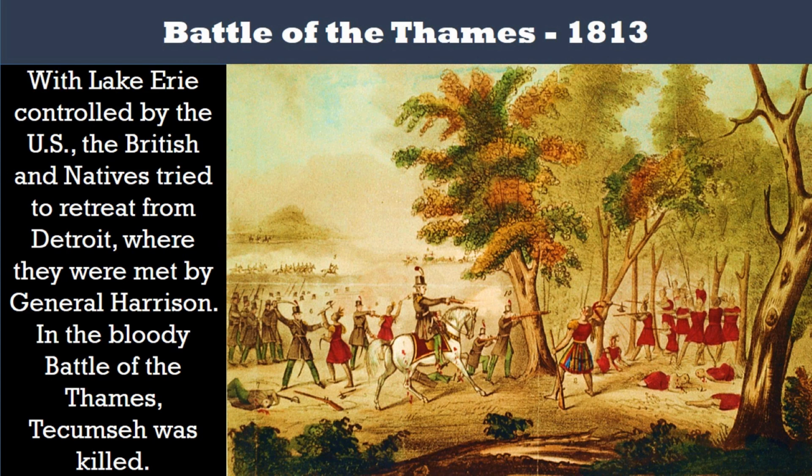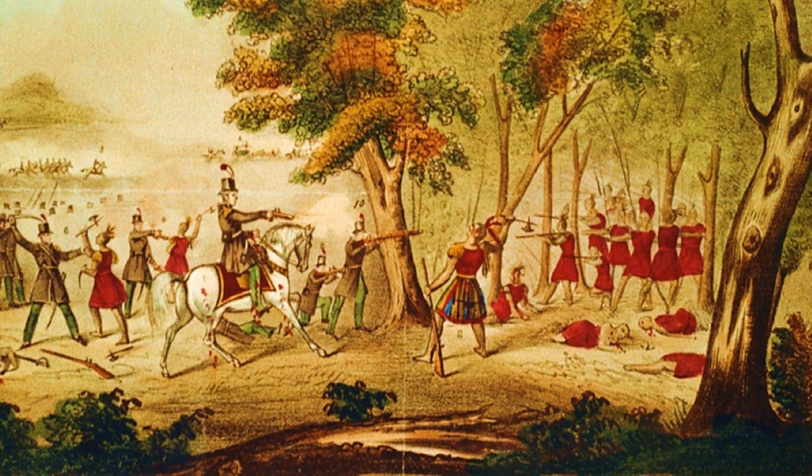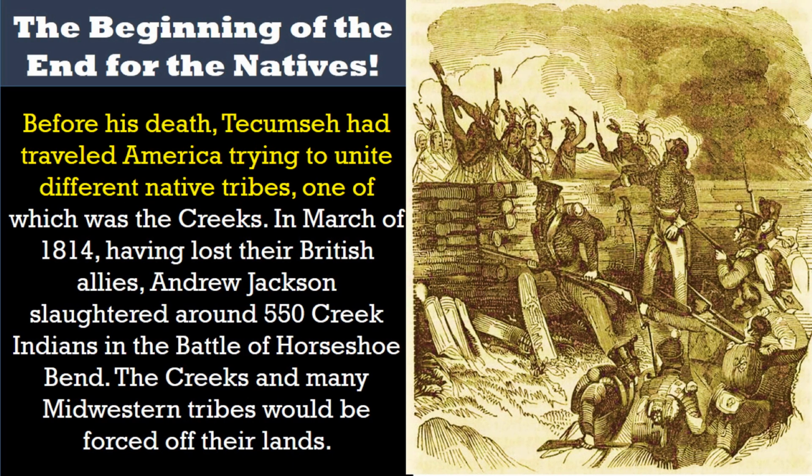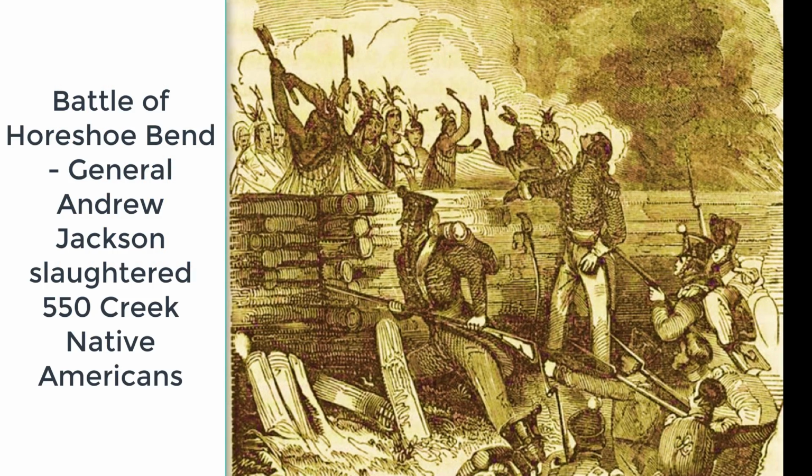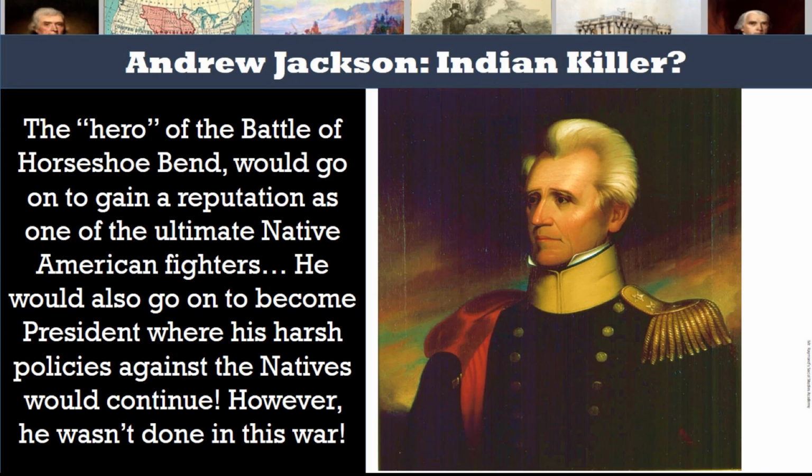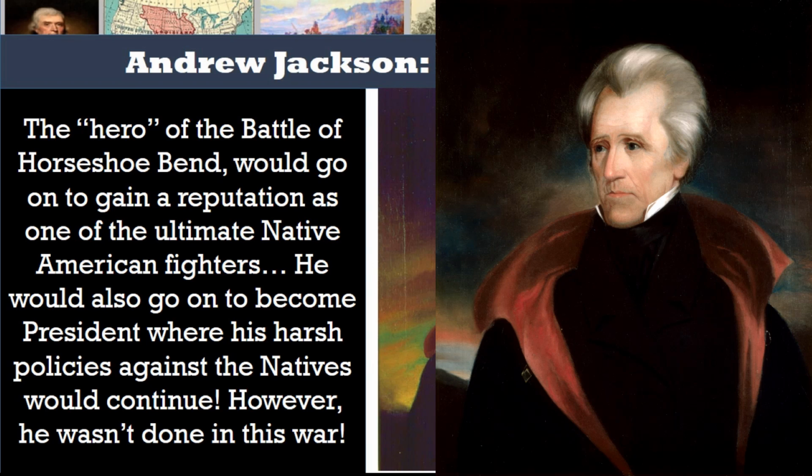With Lake Erie controlled by the U.S., the British and natives tried to retreat from Detroit, where they were met by General Harrison. In the bloody Battle of the Thames that resulted, Tecumseh was killed. Before his death, Tecumseh had traveled America, trying to unite different native tribes, one of which was the Creeks. In March of 1814, having lost their British allies, Andrew Jackson slaughtered around 550 Creek Indians in the Battle of Horseshoe Bend. The Creeks and many Midwestern tribes would be forced off their lands as a result. Andrew Jackson, the quote, hero of the Battle of Horseshoe Bend, would go on to gain a reputation as one of the ultimate Native American fighters. He would also go on to become president, where his harsh policies against the natives would continue. However, he wasn't done in this war.